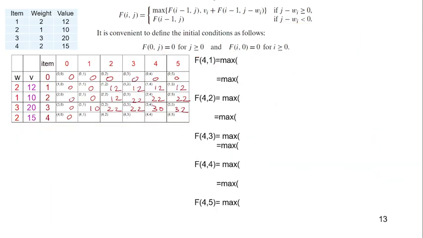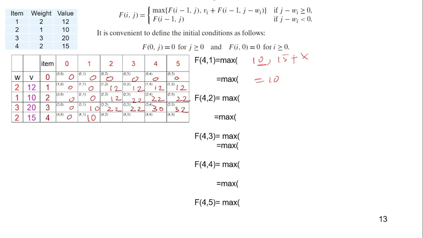Okay, so next, the last one. Here we have all the values 0, 0, and here you have to calculate this value. For this value, consider the maximum of 10, comma, and here the weight is 1. The value of this fourth item is 15. 15 plus 1 minus 2, which is minus 1, negative. So don't consider it. 10 will be the value. So here you should write 10.